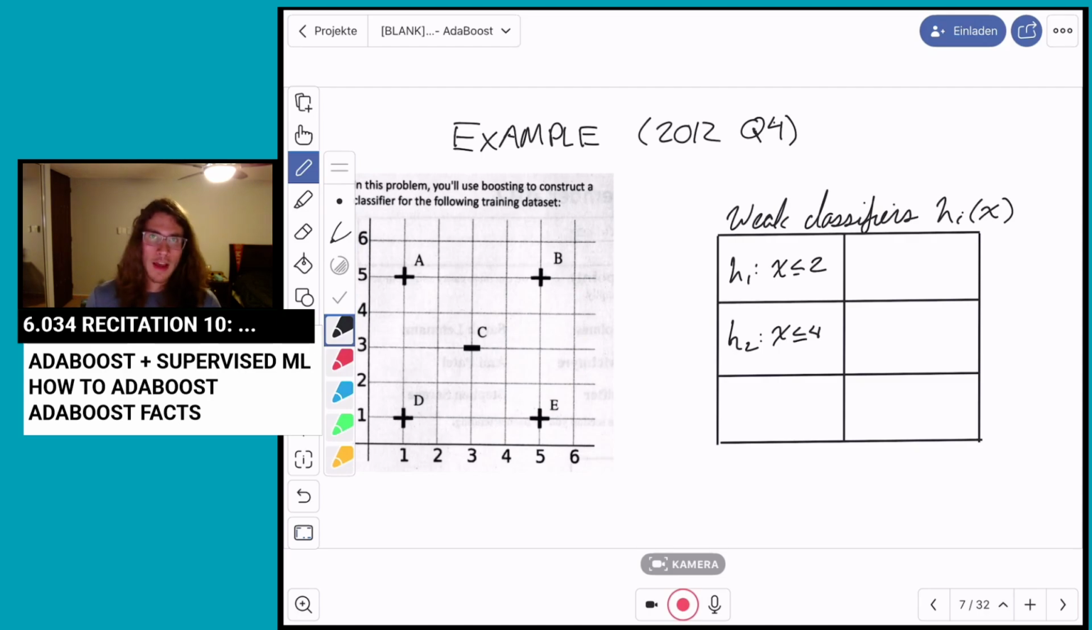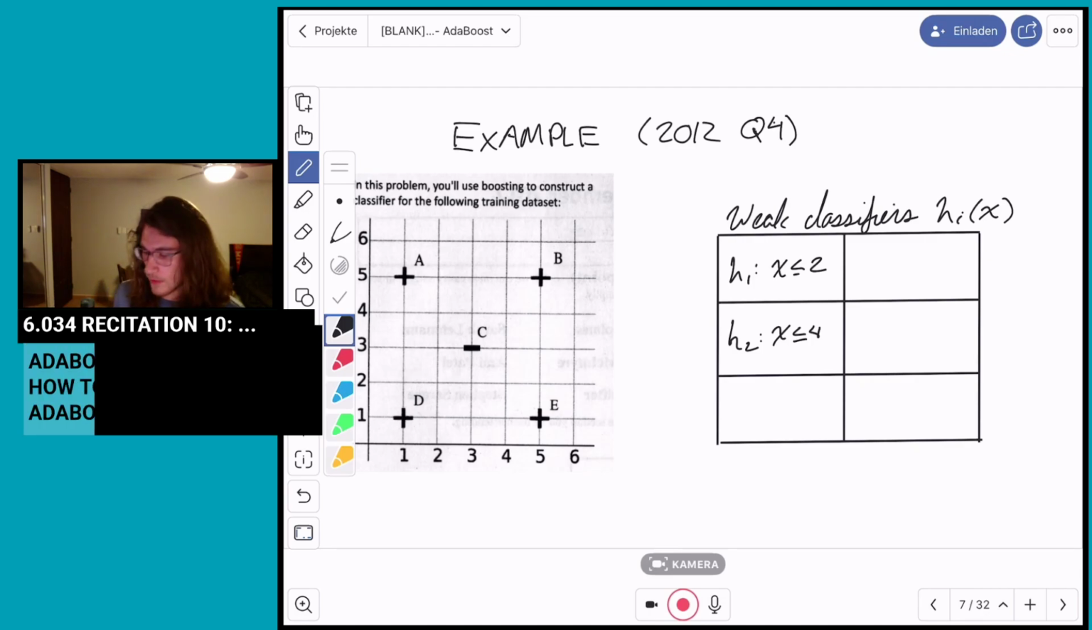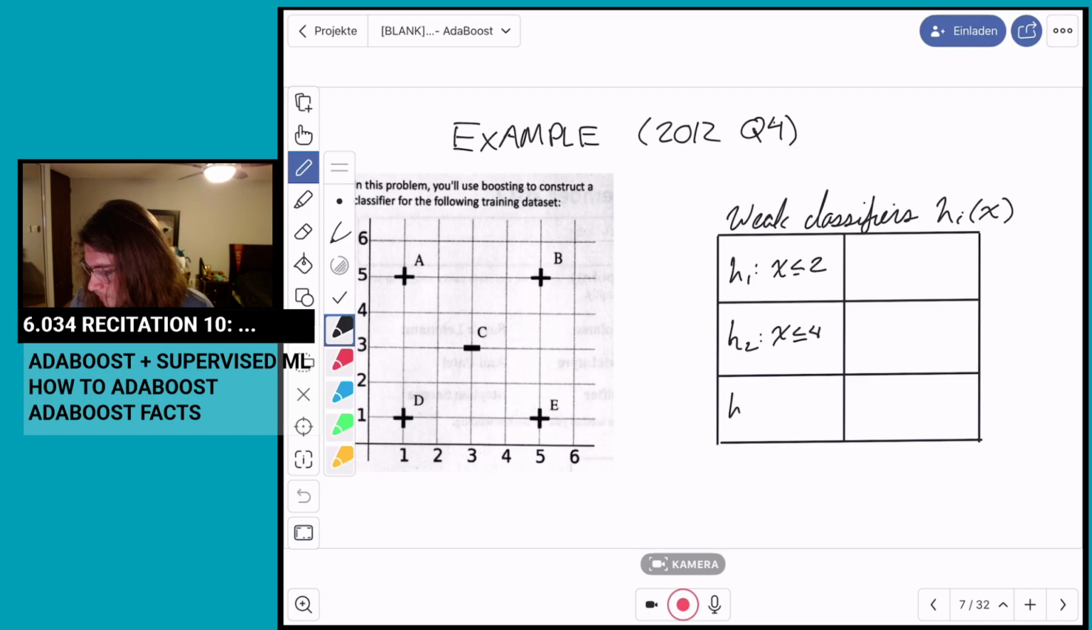don't want to have to deal with cases where a point is on the boundary, but then which classification do I give it if I'm doing less than or equal to or greater than or equal to. You'll notice I'm not very strict with the inequalities in this example. H3, x is less than or equal to 6. As I just alluded to, I'm not going to be particularly strict on these inequalities.